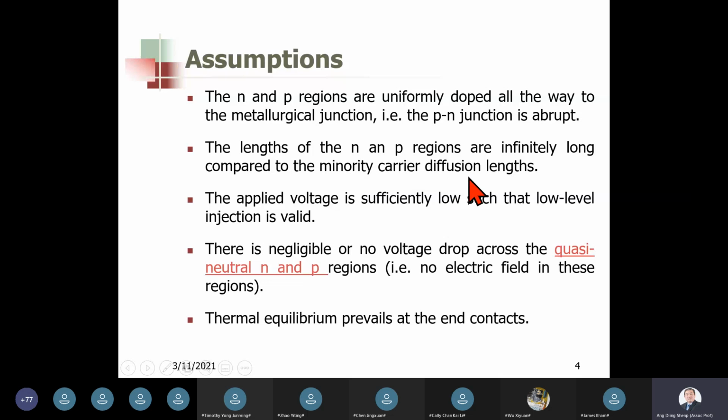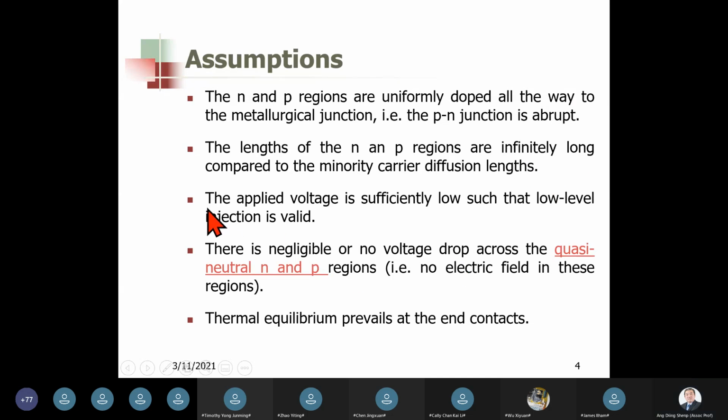Now, the diffusion length of excess minority carriers is typically in the range of micrometers. So when we say that the lengths of the quasi-neutral P and N regions are much longer than the minority carrier diffusion length, it simply means that they are 10 times or more longer than the respective minority carrier diffusion length. So in absolute terms, the lengths of the quasi-neutral P and N regions are not very long either. They are not infinitely long.